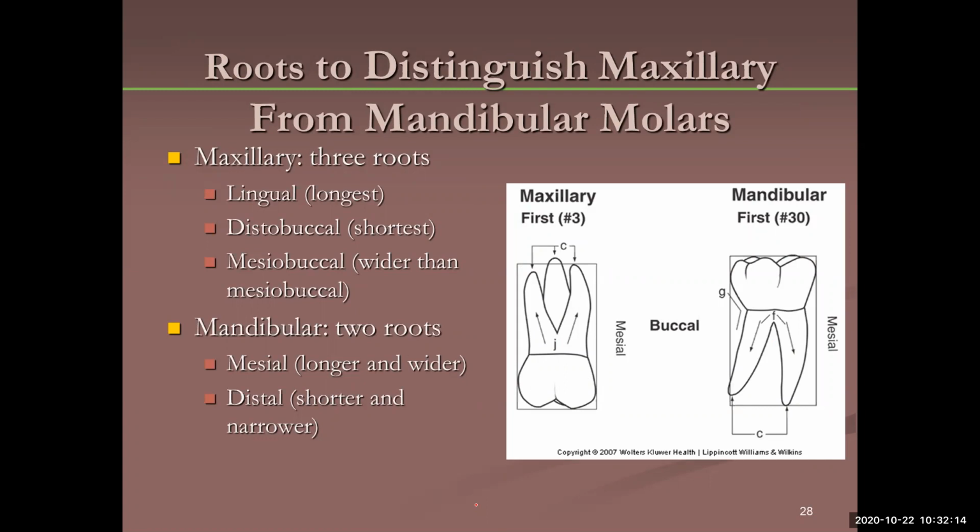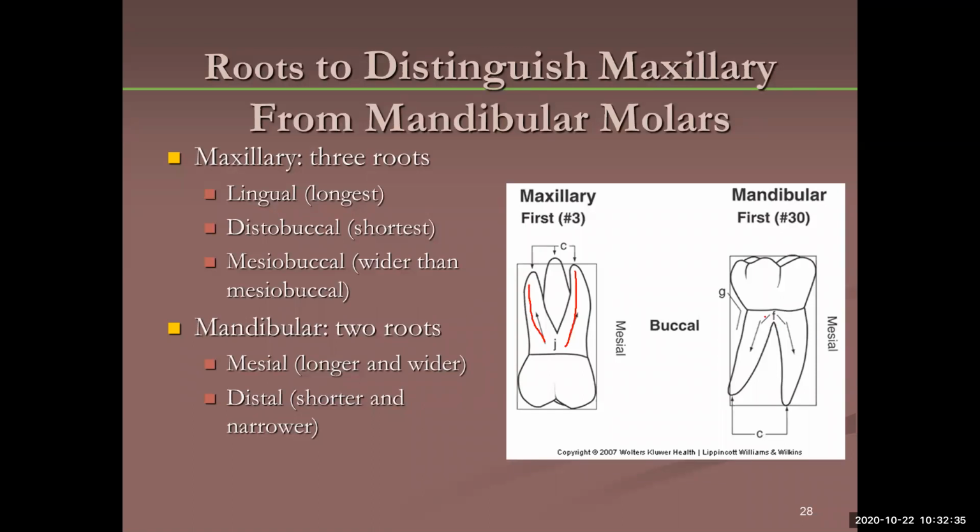For maxillary molars, you're looking for 3 roots. You're looking for trifurcation. The lingual root, the palatal root, is going to be the longest and the largest. Out of the 3, that distobuccal is going to be the shortest and the smallest. Out of the buccal, the mesiobuccal is going to be a little bit longer and larger than the distobuccal.